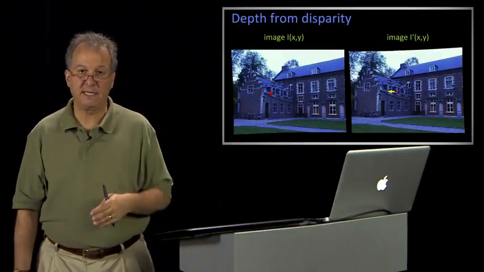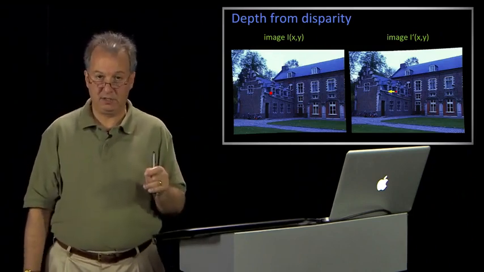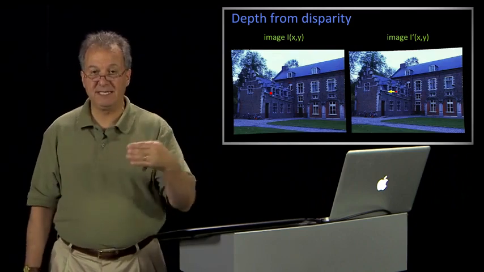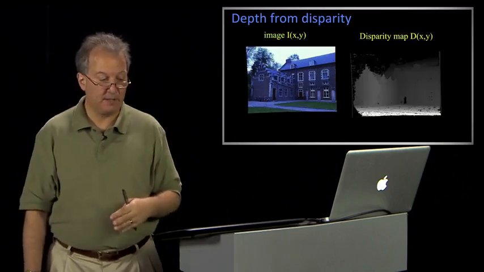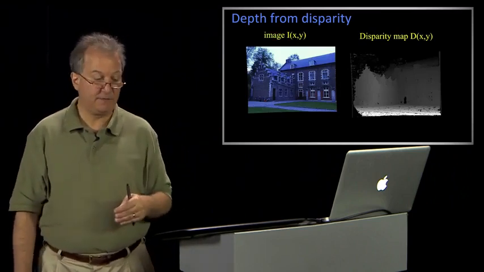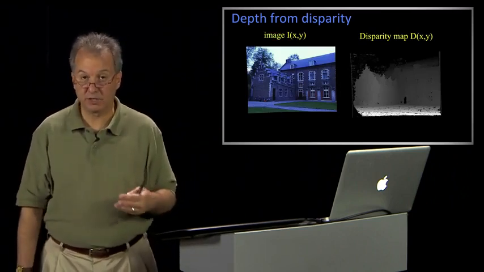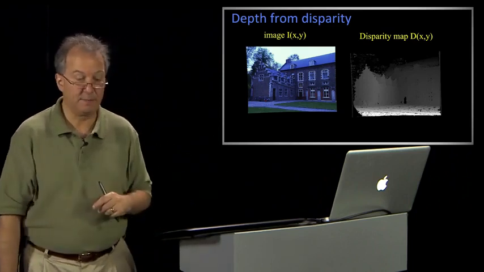And disparity was the idea that the location of a point in an image would change depending upon the depth of the scene as I moved my camera. And if I actually had the disparity, I could make a disparity map which tells me how all the points have shifted, and disparity was inversely proportional to the depth, and that's what this disparity map on the right is. But how do we find the disparity?